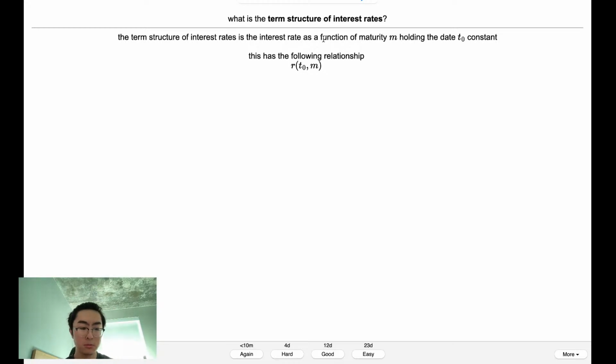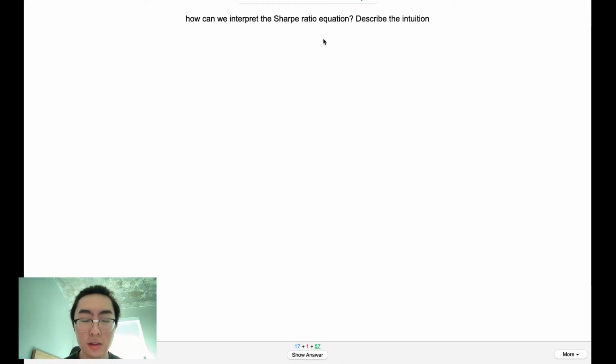Okay. How can we interpret the Sharpe ratio equation? Describe the intuition. So the Sharpe ratio is just a risk-adjusted measure of returns, and we can calculate it by taking the expectation of our returns minus the risk-free rate, and we divide it by the standard deviation of returns, which is a way to think about risk. And so I guess what this means intuitively is how much are you earning in excess of the risk-free rate while also normalizing for the actual volatility of your returns, which is another way of measuring risk.